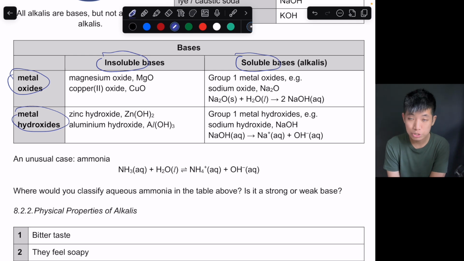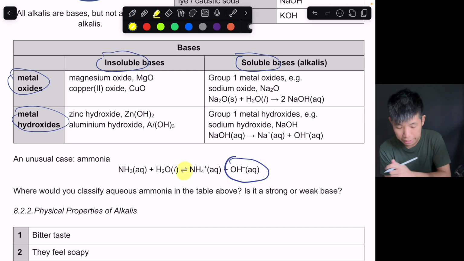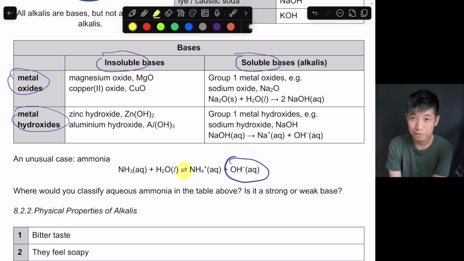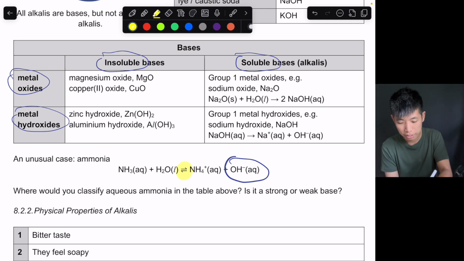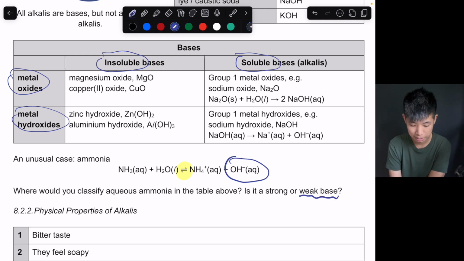There is an unusual example of a base or alkali, which is aqueous ammonia. Aqueous ammonia, when you add it to water, undergoes dissociation as well to produce your hydroxide ion. Do you find this symbol familiar? For those of you taking pure chemistry, you will notice that this is the double-headed arrow, which actually tells us that it is a weak base. We'll talk a little bit more about aqueous ammonia later on.